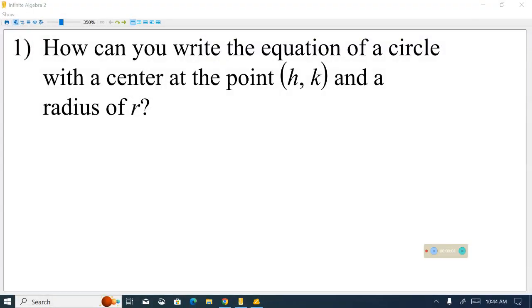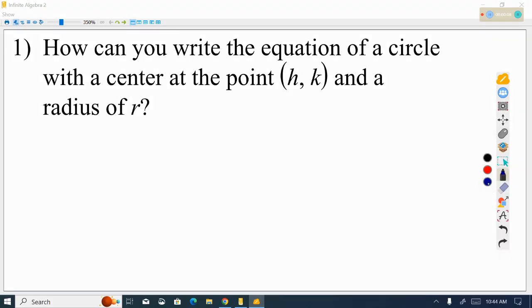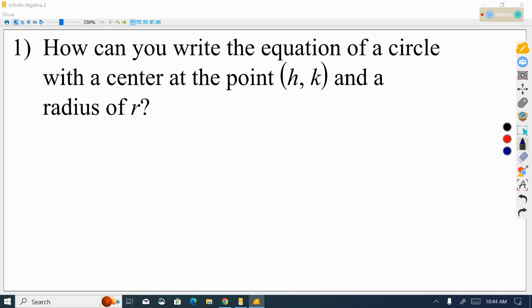All right, here we go. We're going to learn how to graph circles in this video today. So we're going to start off by writing the general equation of a circle with a radius of r and a center at the point (h, k).